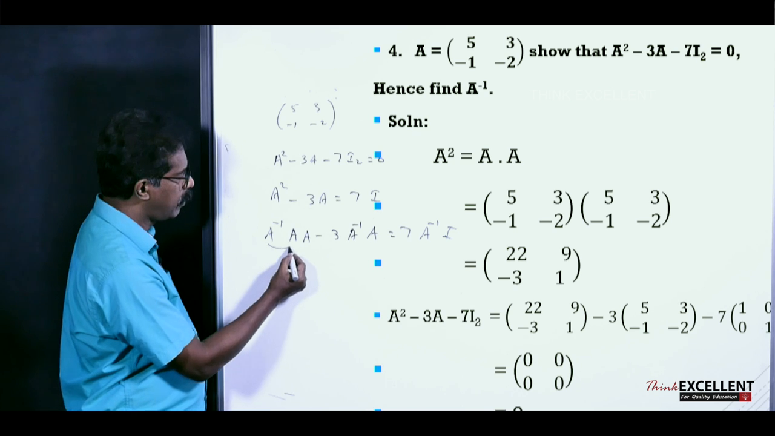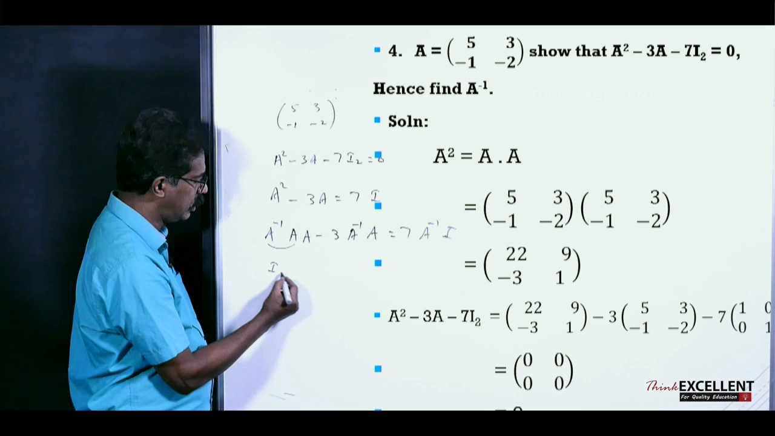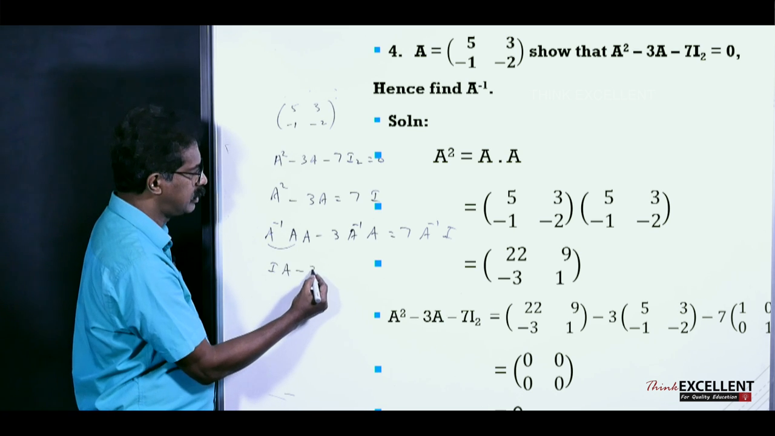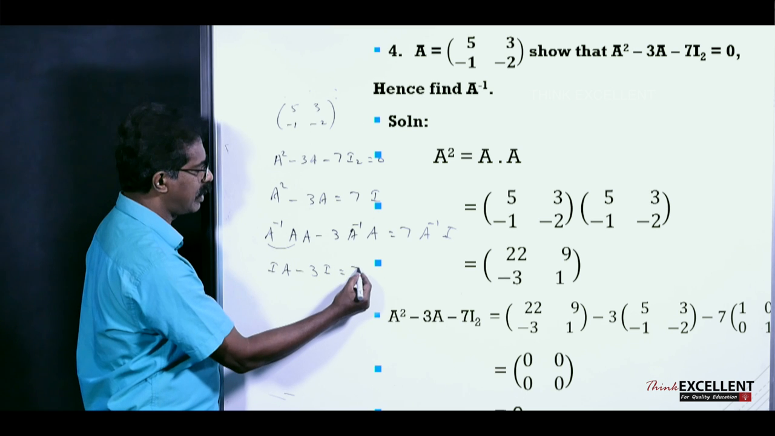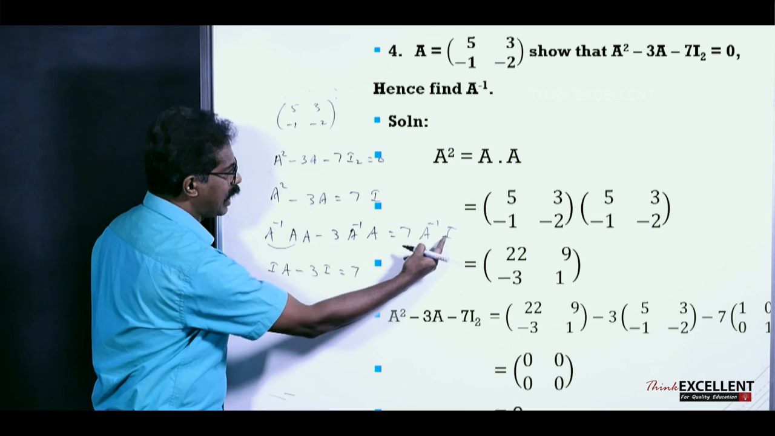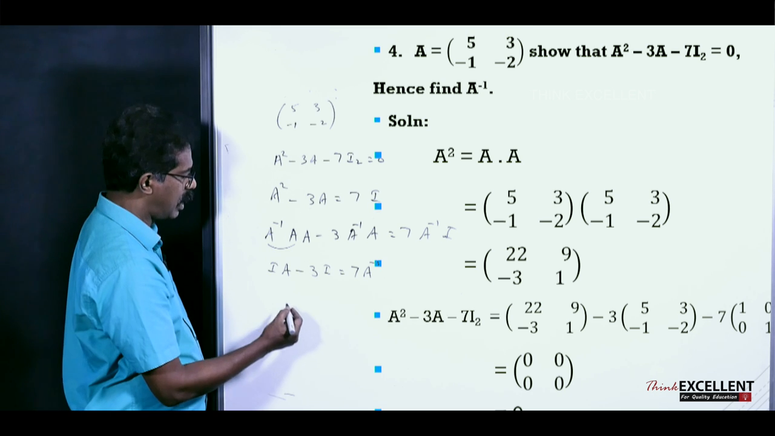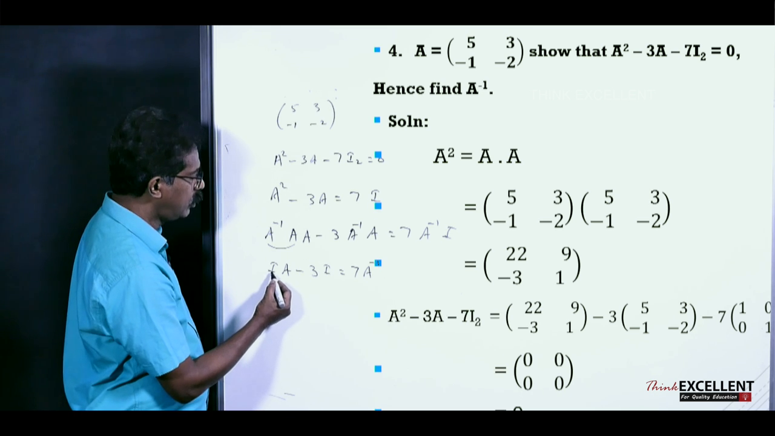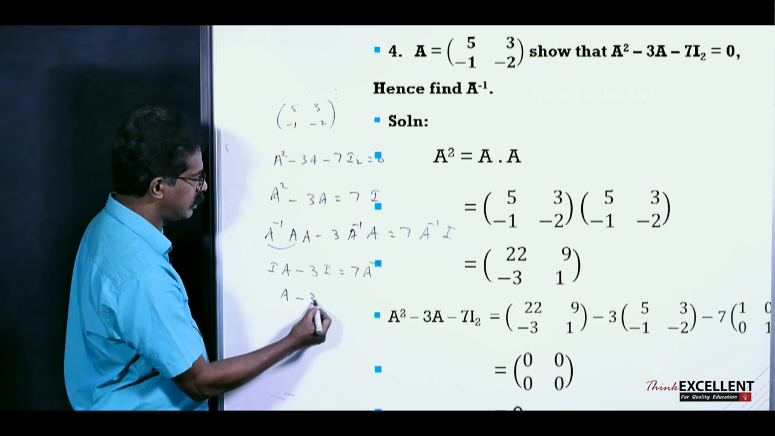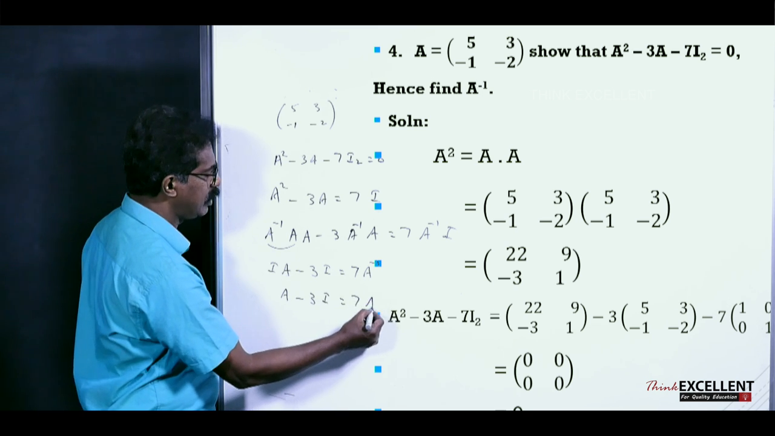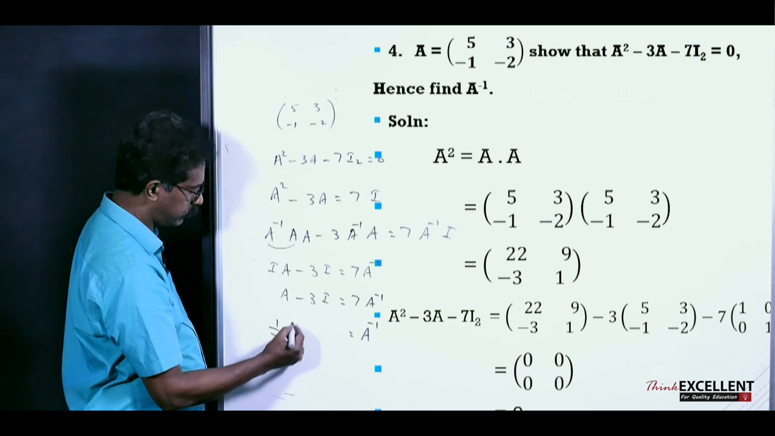Look at these two. What is A inverse into A? I. So I into A, minus 3 into, what is A inverse into A? I, equal to 7 into A inverse into I. I is like 1, so it is A inverse. Now I into A is A. A minus 3I equal to 7 A inverse. We want A inverse, right? 7, you bring it down.